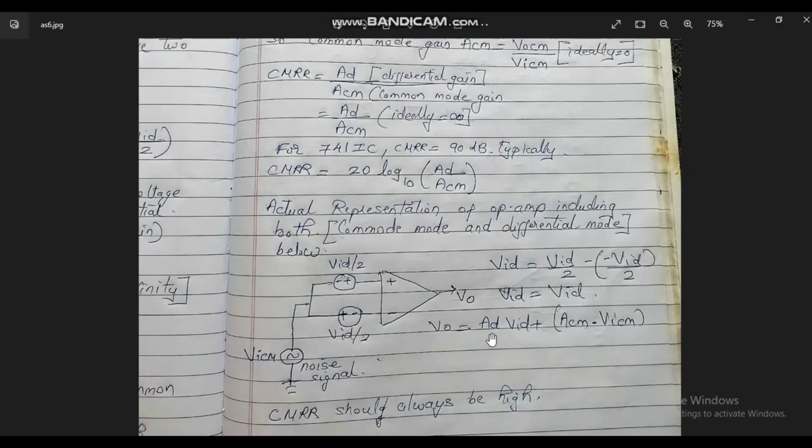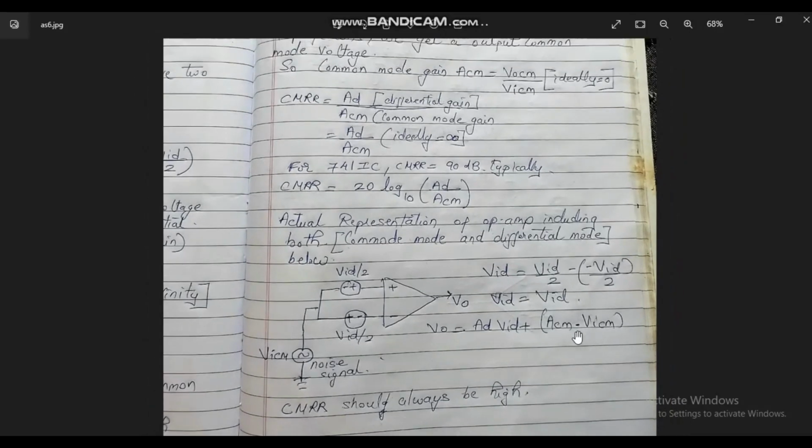So V0, the output, is equal to AD VID, where AD is the differential gain, plus ACM VICM, where ACM is the common mode gain. Generally this should be low, but if it exceeds, then there will be a problem in the real differential signal gain. So that's why CMRR should always be high. It will be high only when the common mode gain becomes closer to 0. So that is the thing. CMRR should always be high.